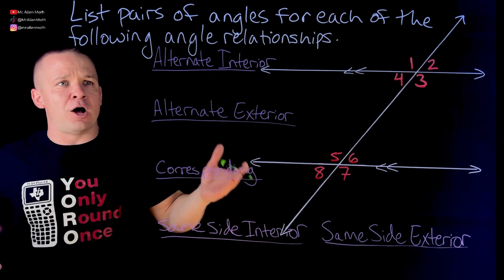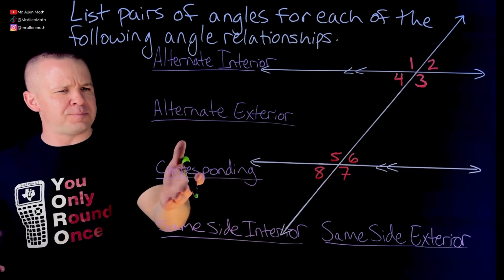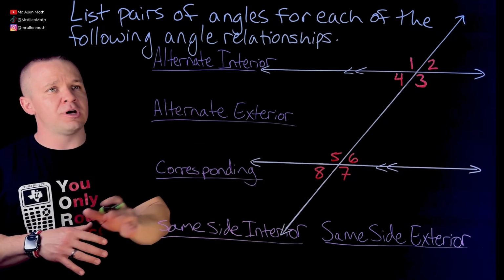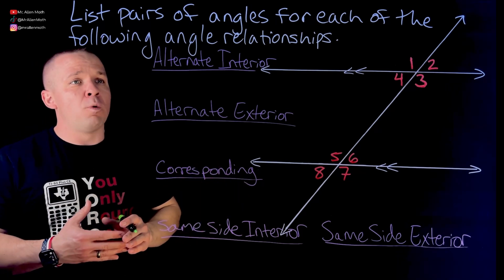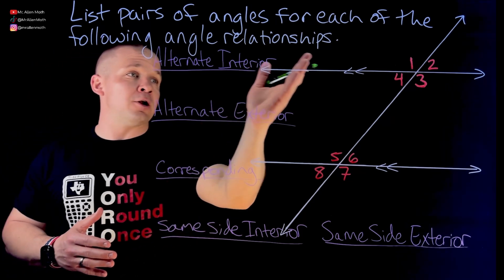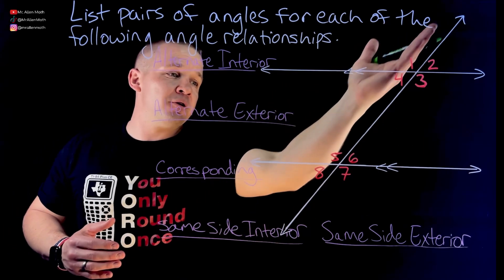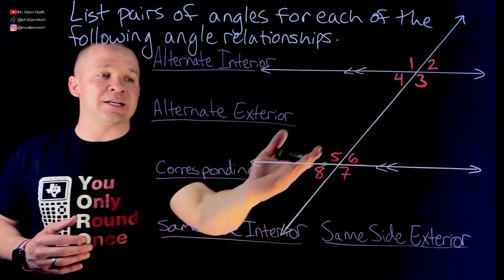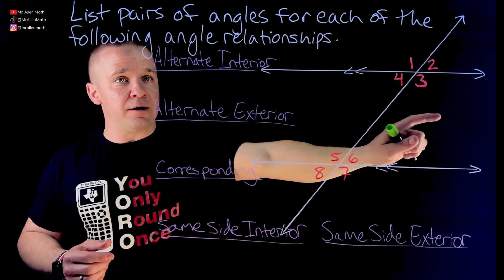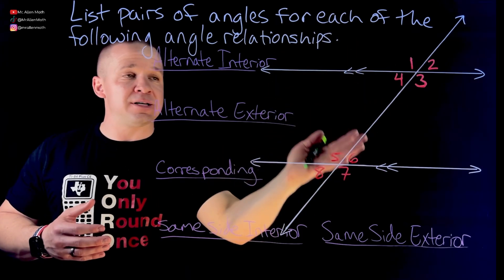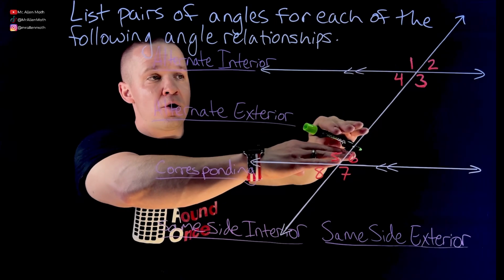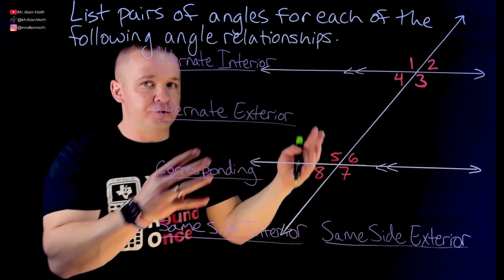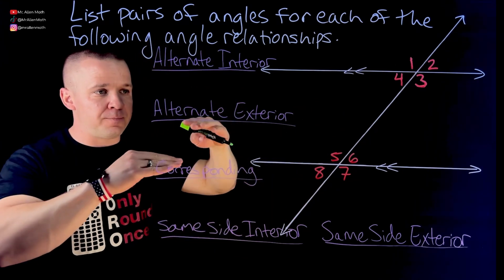So first off, alternate interior, alternate exterior, corresponding, same side interior. Oh my goodness, there's so much. Let's start with alternate interior. So what are those angles here? Well, the word alternate means we're going to be on alternate sides of our transversal. The transversal is the line that intersects our two parallel lines, okay? So alternate means we'll be on opposite sides of that transversal. Interior means I'll be between those parallel lines. So alternate sides of the transversal between the parallel lines.